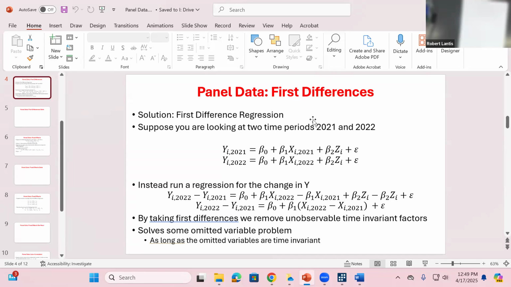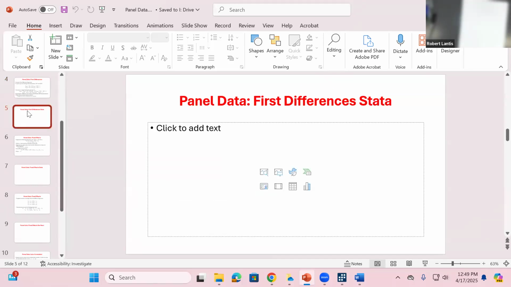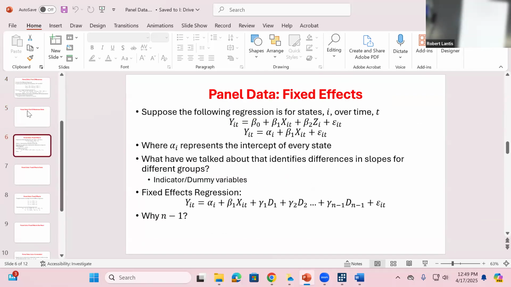So by doing the first differences, we essentially can eliminate all the omitted variable bias that would have come from these time invariant factors. Okay. So I think I showed you how to do this in Stata. That's kind of where we ended. What we can also do is include fixed effects.